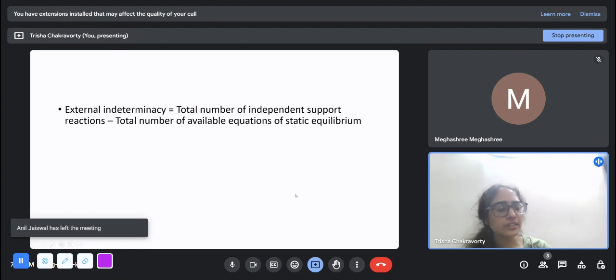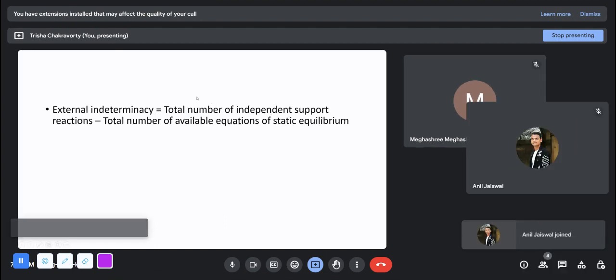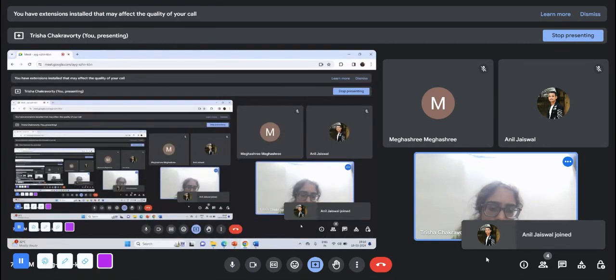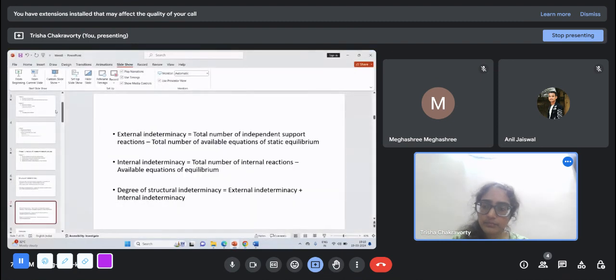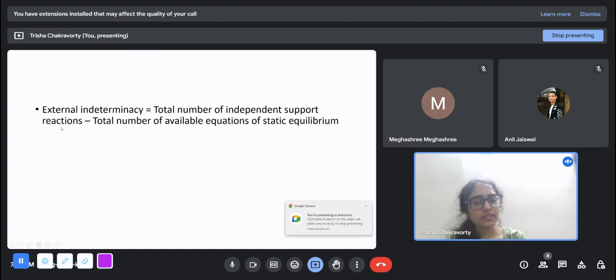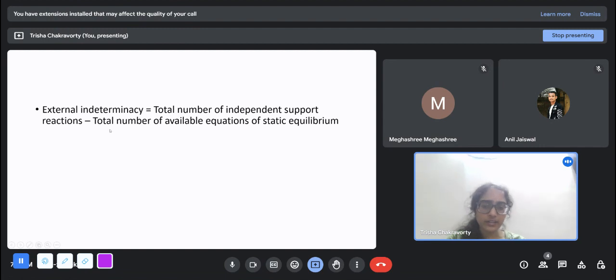So in two dimensions, if you have a fixed support, the number of independent support reactions from that support will be three. But in three dimensions, if you have a fixed support, the number of independent support reactions from that support will be six. And similarly for hinge supports, you know that in 2D a hinge support gives two reactions, one in the x direction and one in the y direction. But if a hinge support is present in three dimensions, it gives three reactions. It restricts the translation in all three directions, x, y, and z. So according to that, we can find out the external indeterminacy.